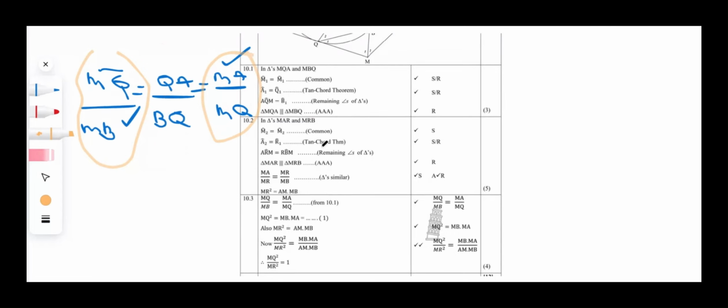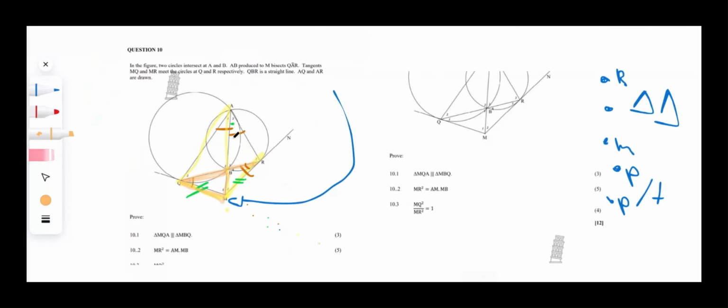And so remember, we're trying to prove that MR squared equals AM multiplied by MB. However, there's an issue. We have AM and we have MB, but instead of there being MR, we have MQ. So now what do we do? Let's pay attention to the position that MQ has in the diagram. And so MQ is right over here.